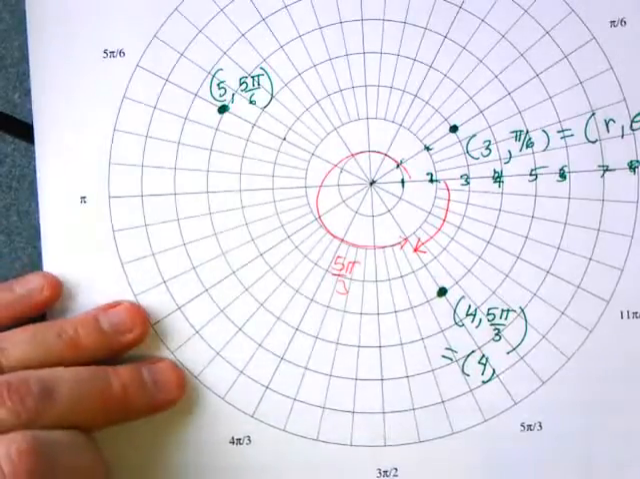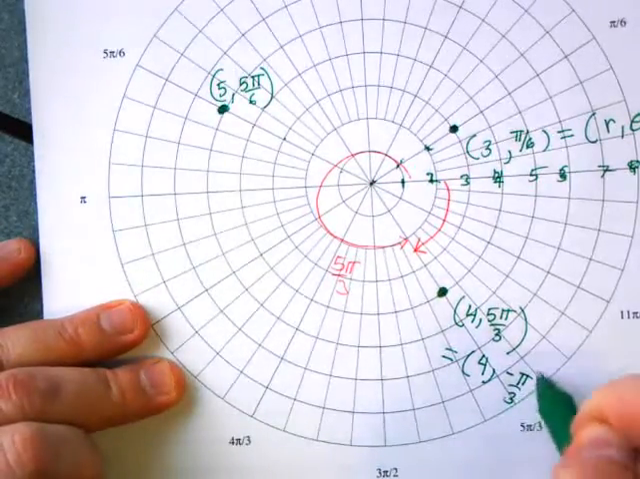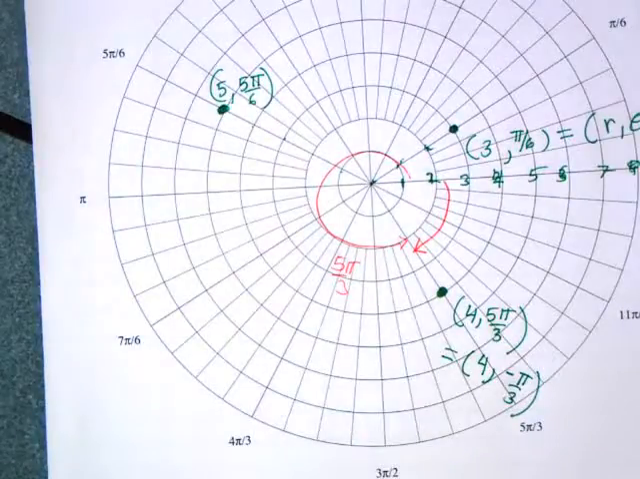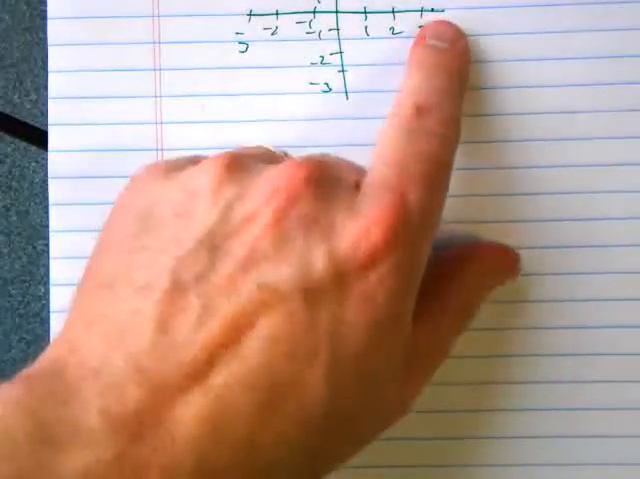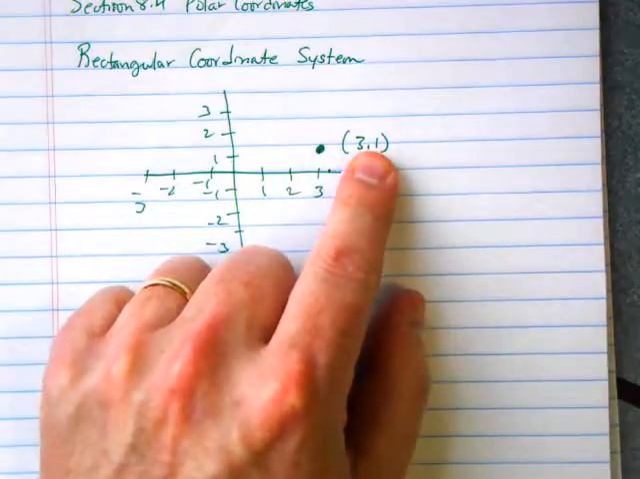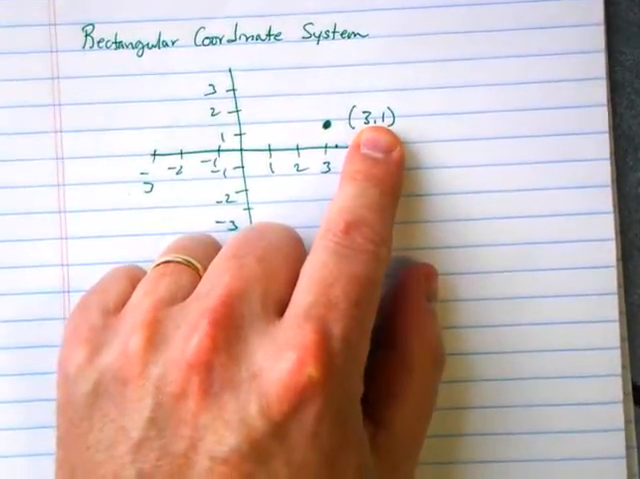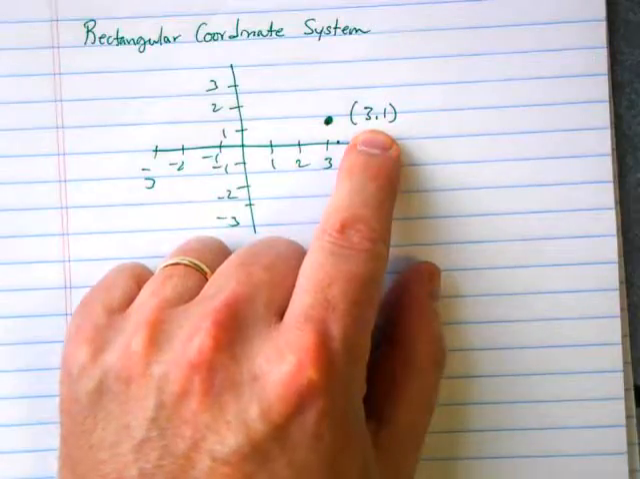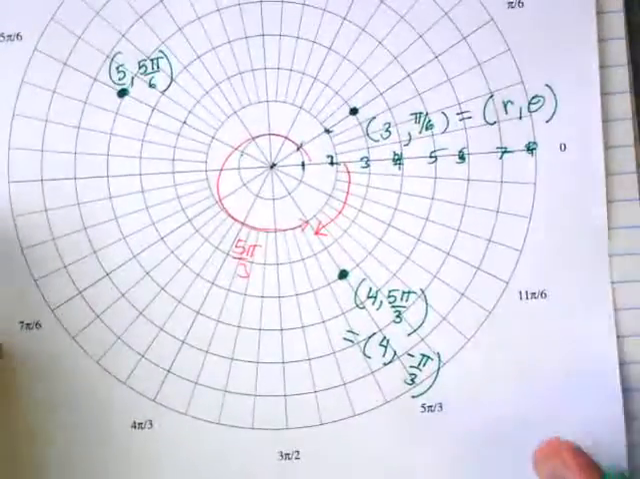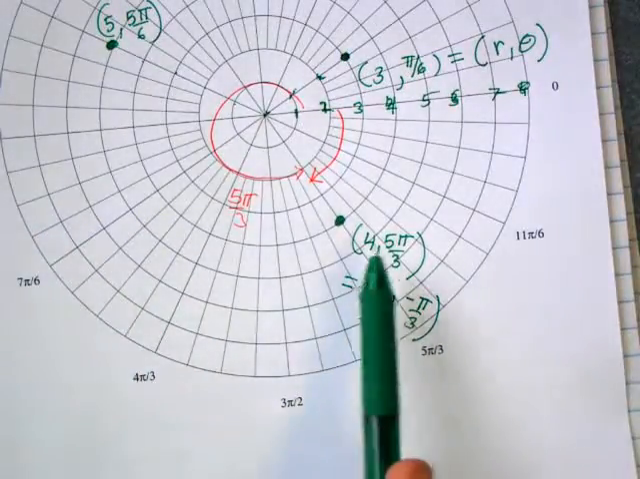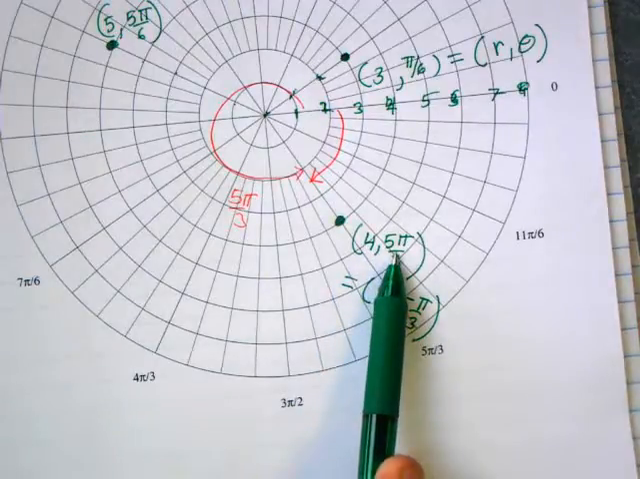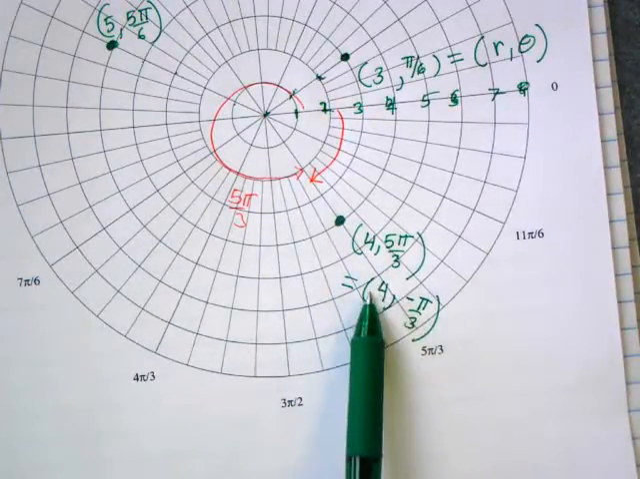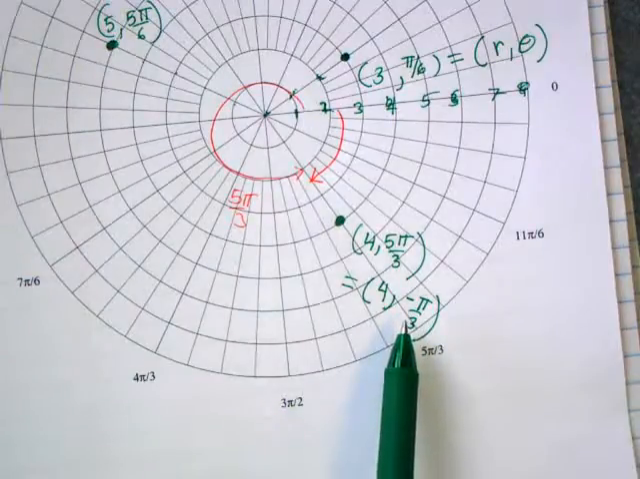All right, so there's a huge difference between polar coordinates and rectangular coordinates. In rectangular coordinates, if I give you this point and I call it 3, 1, can I call it anything else? No. The only thing I can call that point in rectangular coordinates is 3, 1. In polar coordinates, one point can be labeled two different ways. This point is 4, 5 pi over 3. It's also 4, negative pi over 3. Could you call it anything else? Probably. Yeah, you just keep going around and around.